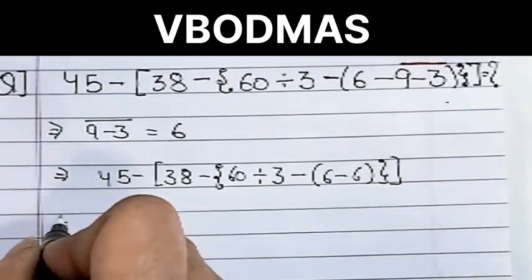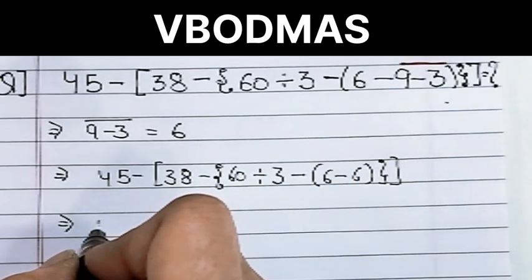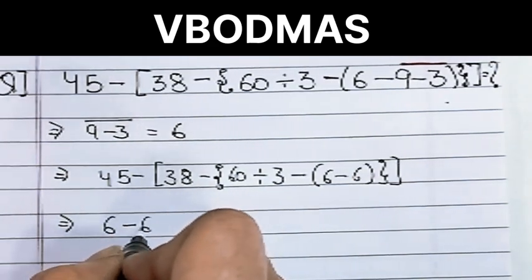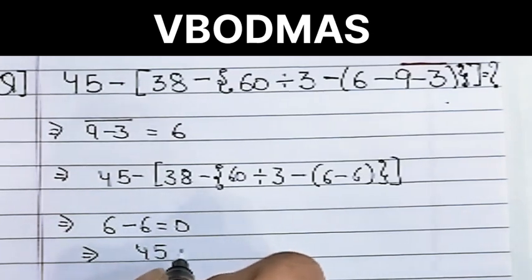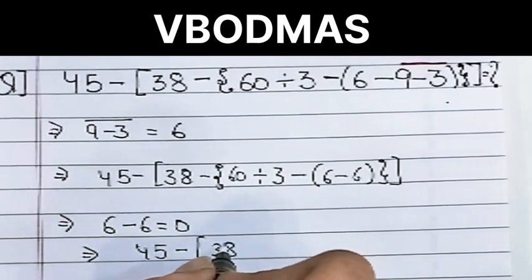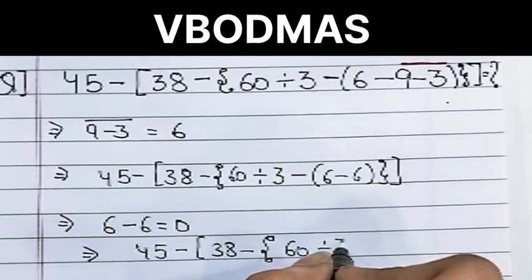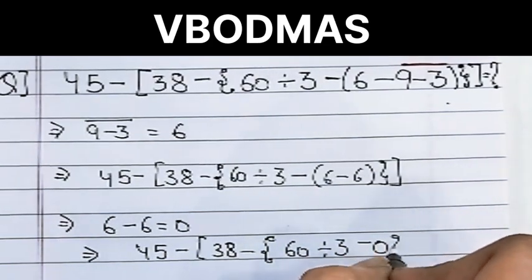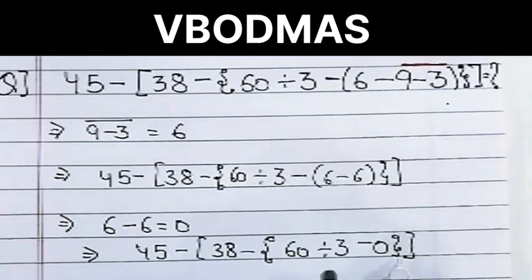Now step 2, round brackets. As you can see, 6 minus 6. So solve inside the parenthesis. 6 minus 6 equals 0. And now the equation again becomes 45 minus 38 minus curly bracket 60 divided by 3 and then minus 0. So now the third step says you have to solve the curly bracket.